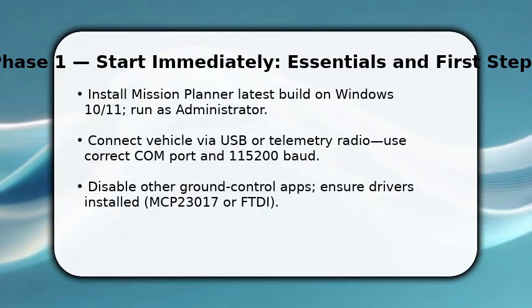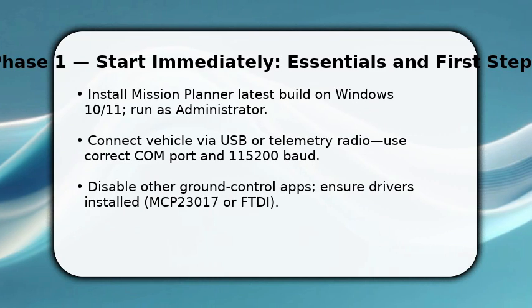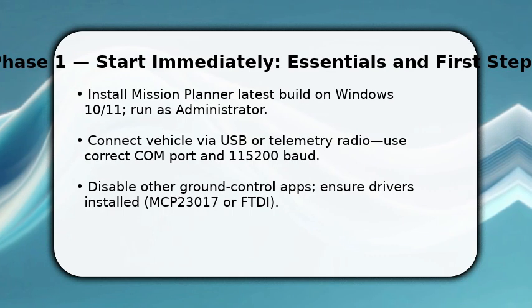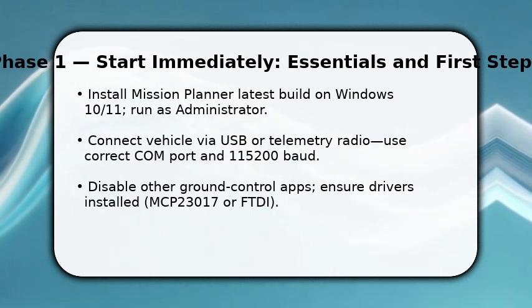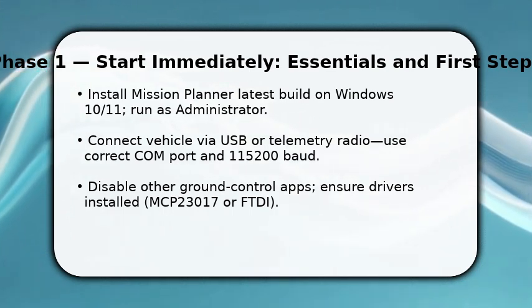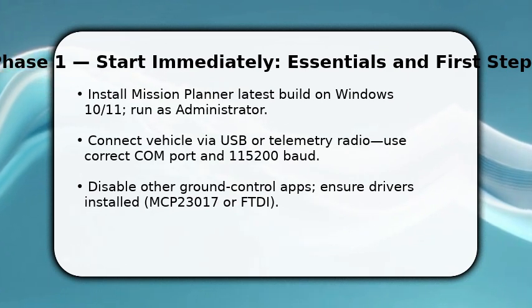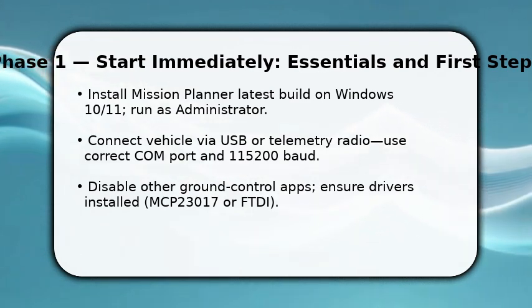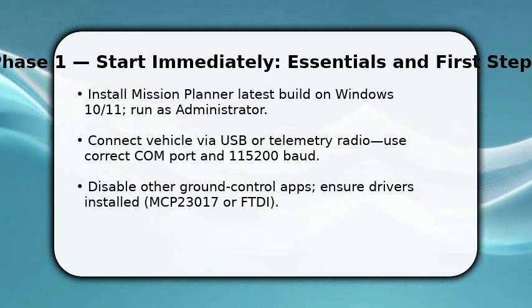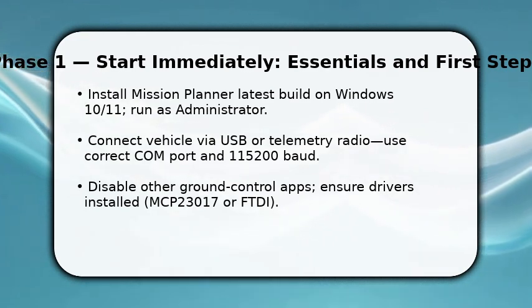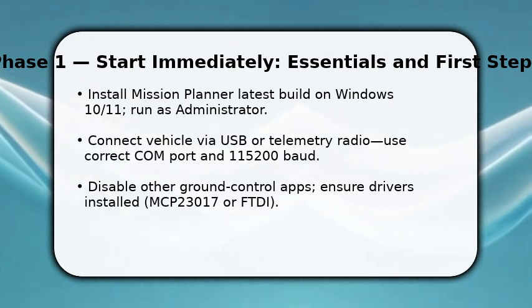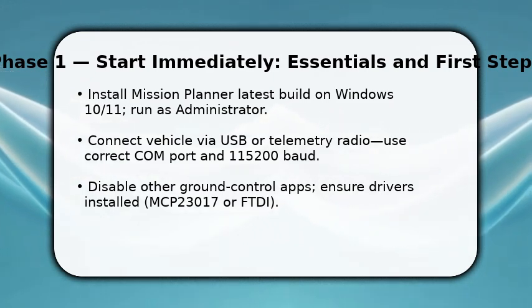You start by confirming prerequisites and taking the first actionable steps. Install Mission Planner and run it as administrator so permissions are correct. Plug the vehicle or telemetry into USB, then select the matching COM port and set 115,200 baud. This is the typical default. Once done, close any competing ground control software and verify drivers are present so the OS recognizes the device. These early checks avoid connection errors and speed the rest of the process.